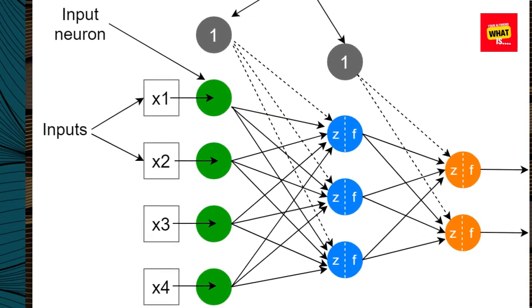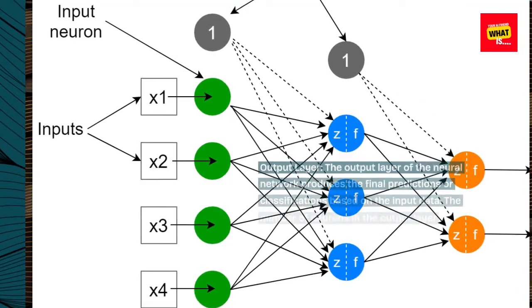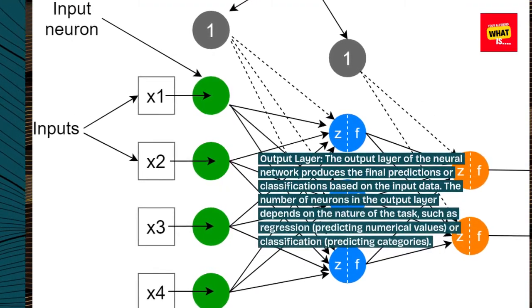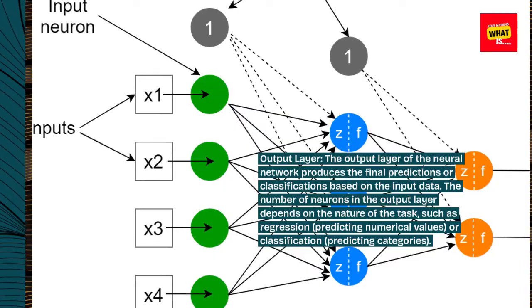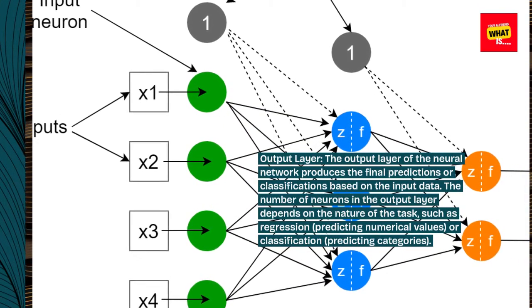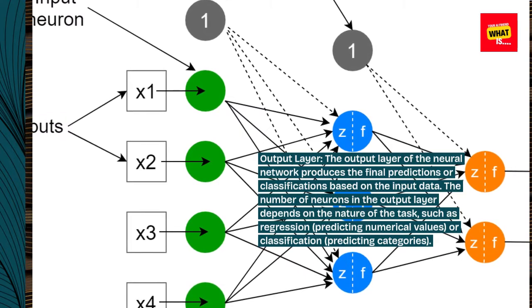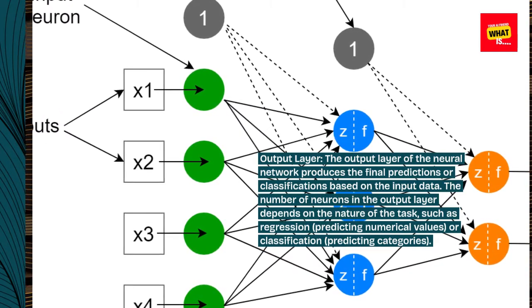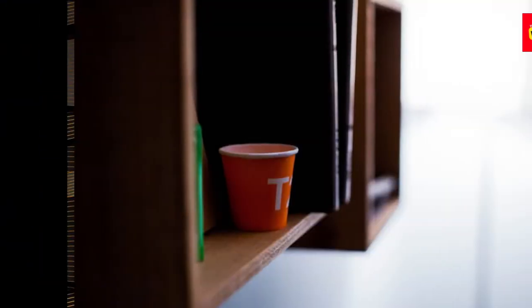Output layer. The output layer of the neural network produces the final predictions or classifications based on the input data. The number of neurons in the output layer depends on the nature of the task, such as regression, predicting numerical values, or classification, predicting categories.